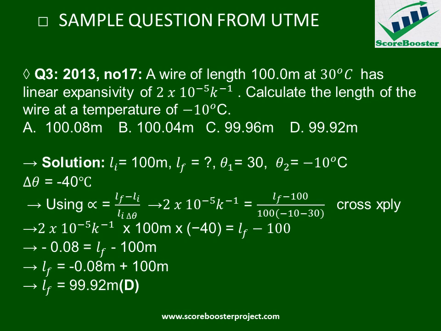which will be equal to LF minus 100. So if we evaluate 2 times 10 raised to the power minus 5 times 100 times minus 40, it will give us minus 0.08, which is equal to final length LF minus 100 meter. Then we can make LF the subject by transferring 100 to the other side to get minus 0.08 meter plus 100 meter. And that will give us 99.92 meter, making option D the correct answer for this particular question.